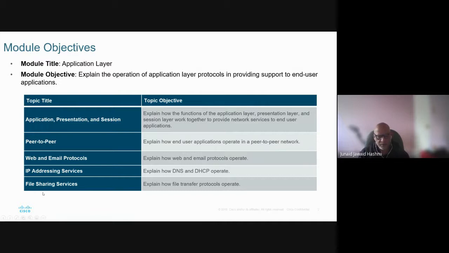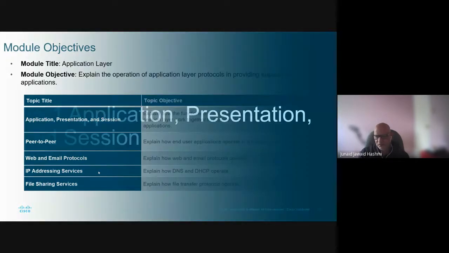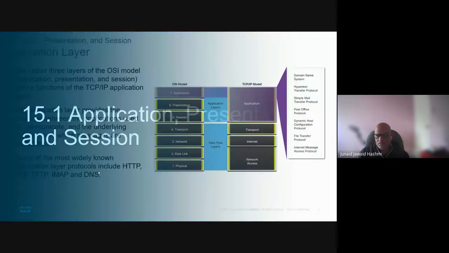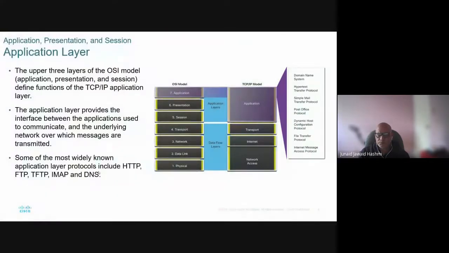Peer-to-peer communication, you already know, and then we'll talk about some file sharing and IP addressing services. So all these three layers combined define the function of the application layer.